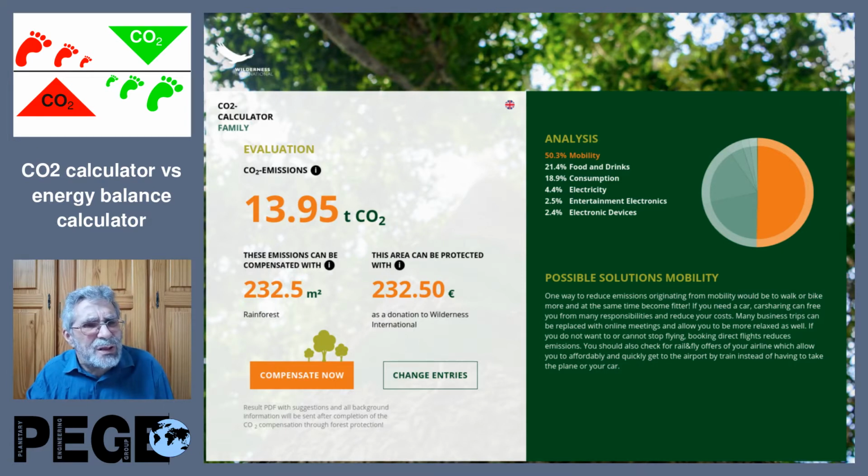What is the solution for this? To stop buying any products of this? No, this is not a solution. The solution is to produce as much clean electricity as possible to make the electricity mix cleaner, to reduce the average CO2 emission per kilowatt hour of electricity. And when this is zero, then there should be nothing of CO2 for the production of all these items. This is a solution, not to avoid any consumption, but to make the consumption clean.